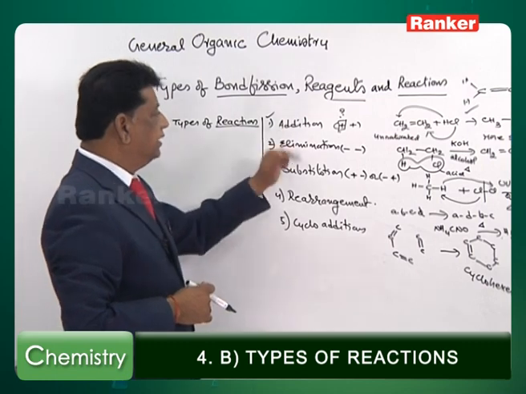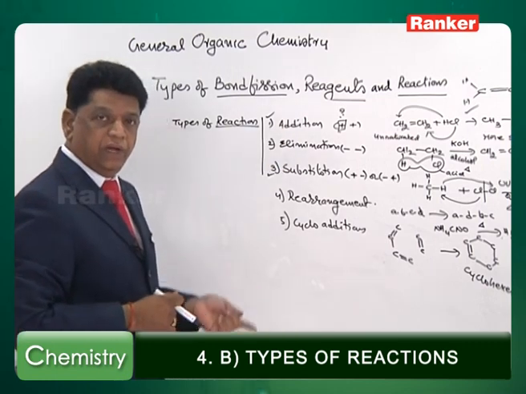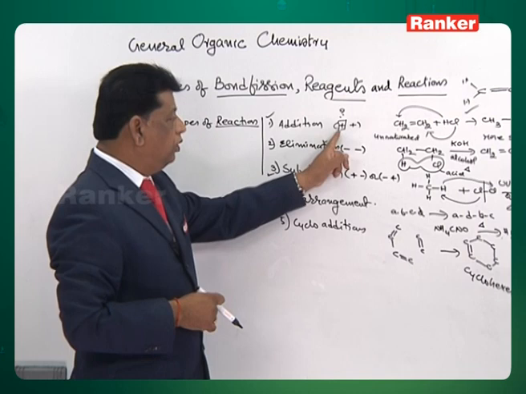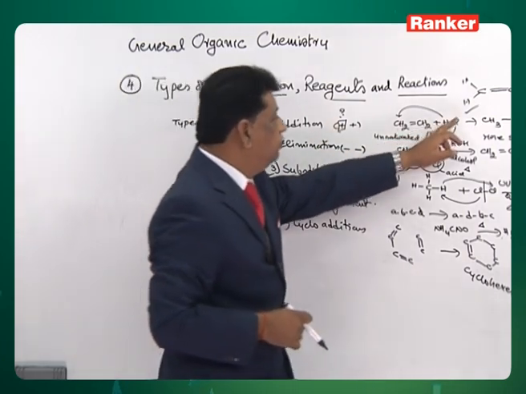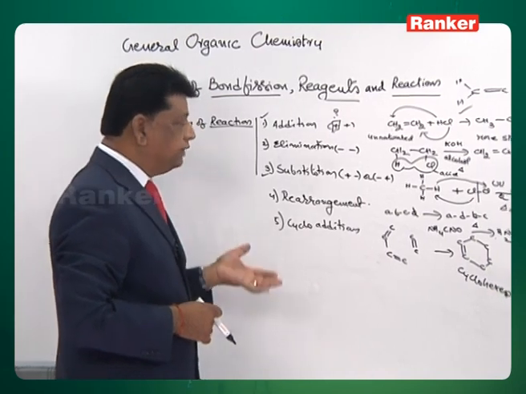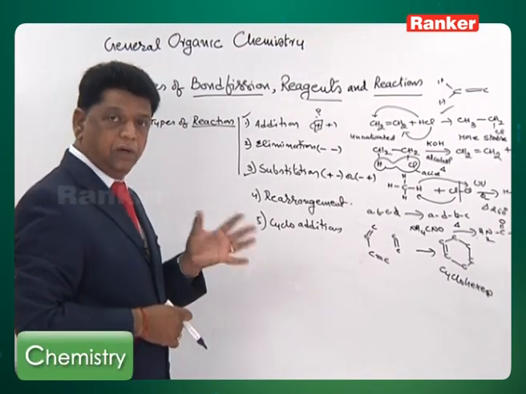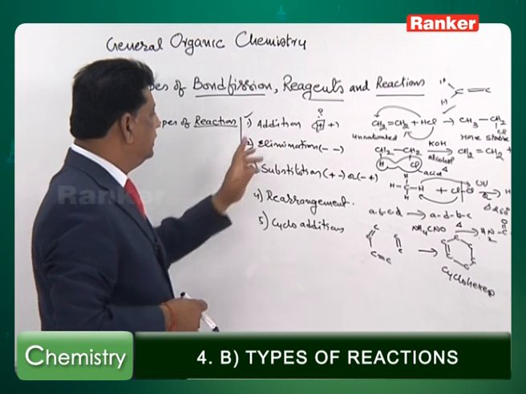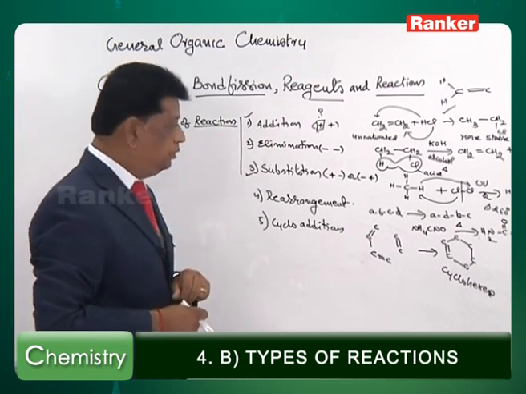So addition is further classified into electrophilic addition reaction and nucleophilic addition reaction. First adding: out of the two, one adds first, not both simultaneously. So which one adds first, the electrophile or the nucleophile? Based on that, the addition is further classified into 3 types.